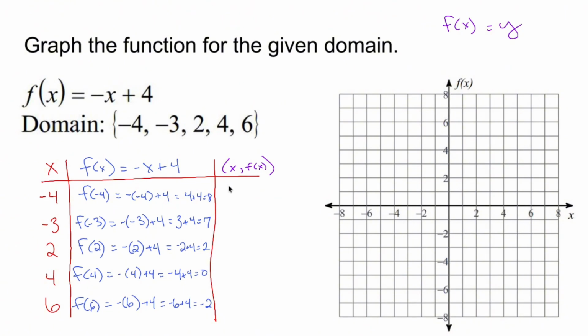Since we plugged in negative 4, since our x was negative 4, and after we did that, we got 8, we get the ordered pair negative 4, 8. When I plugged in negative 3, I got 7, so negative 3, 7. When I plugged in 2, I got 2, so 2, 2. It's like we're at a ballet recital. When I plugged in 4, I got 0, so 4, 0. And when I plugged in 6, I got negative 2, so 6, negative 2.